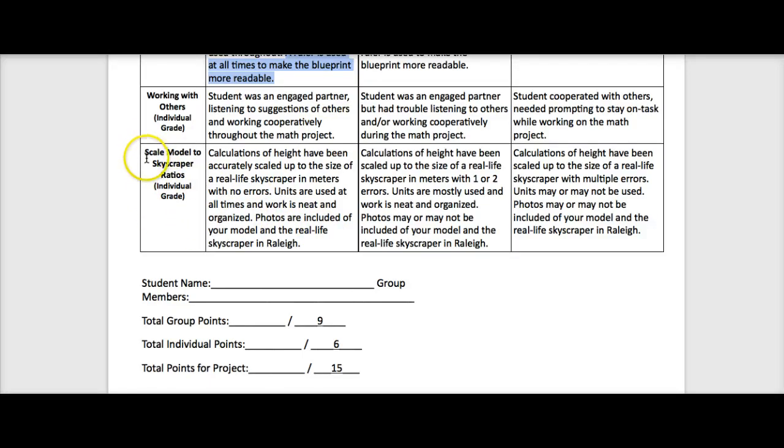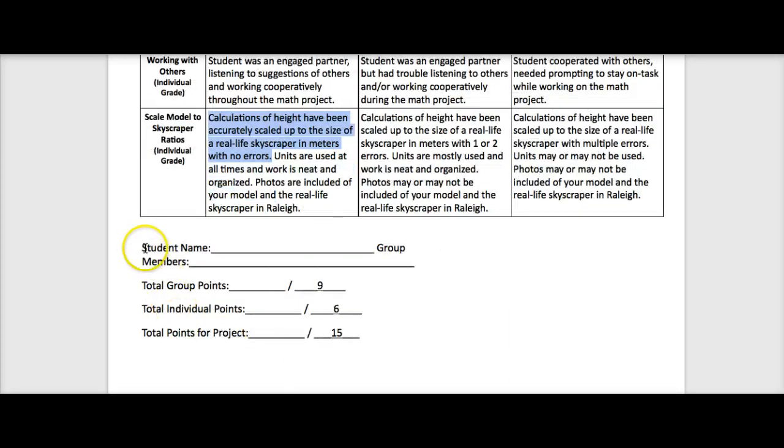And this is the individual part too. Individually, did you scale your model to the skyscraper ratio? Calculations of height have been accurately scaled up to the size of a real-life skyscraper in meters with no error. So make sure you're reading all of the details of your rubric. It tells you exactly what has to happen in this project. And then after that, you've got your grade.